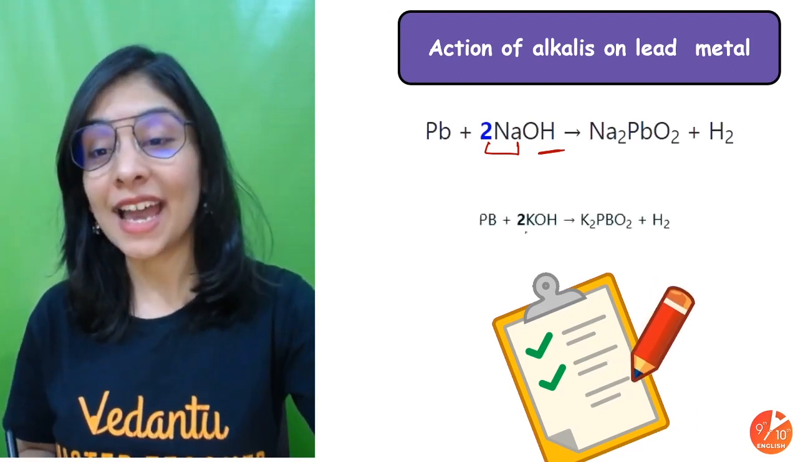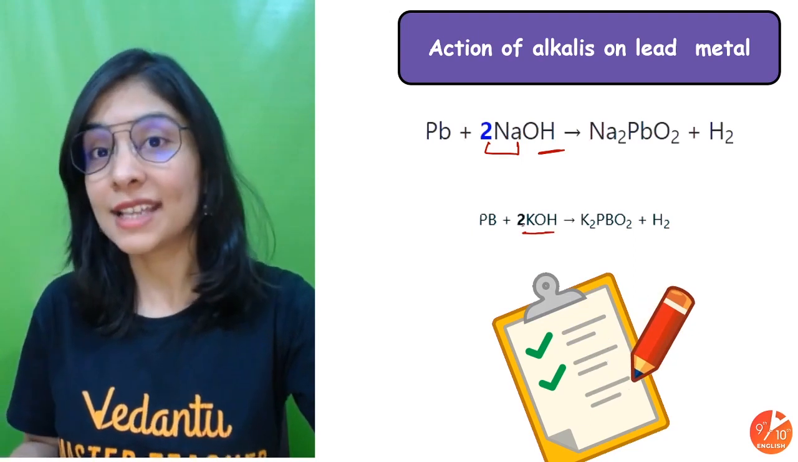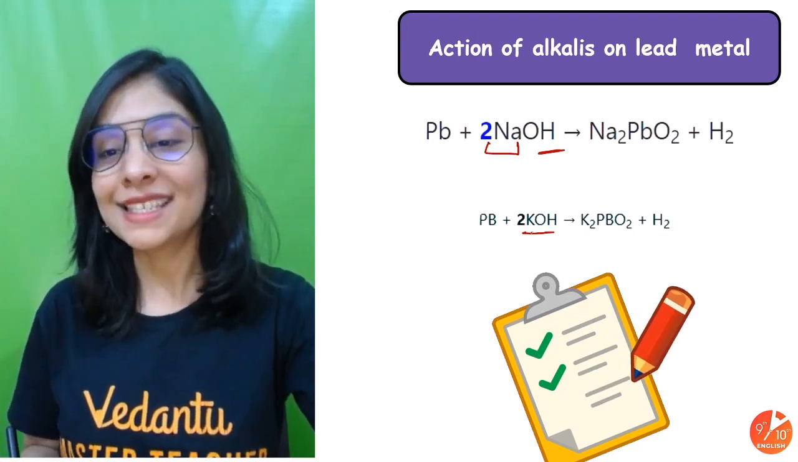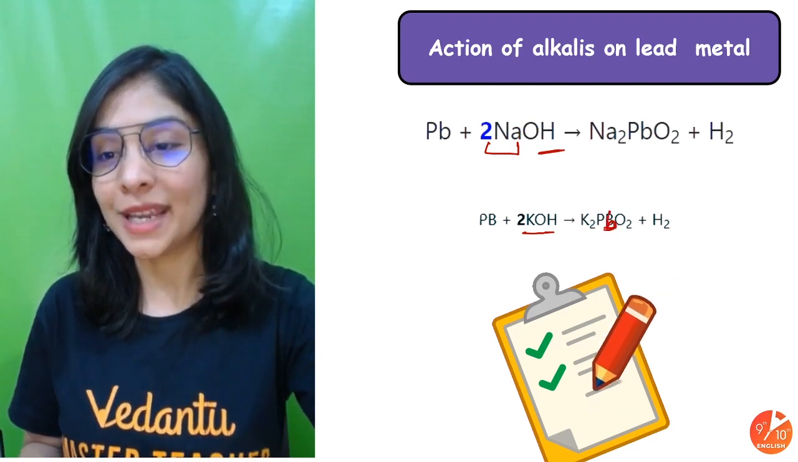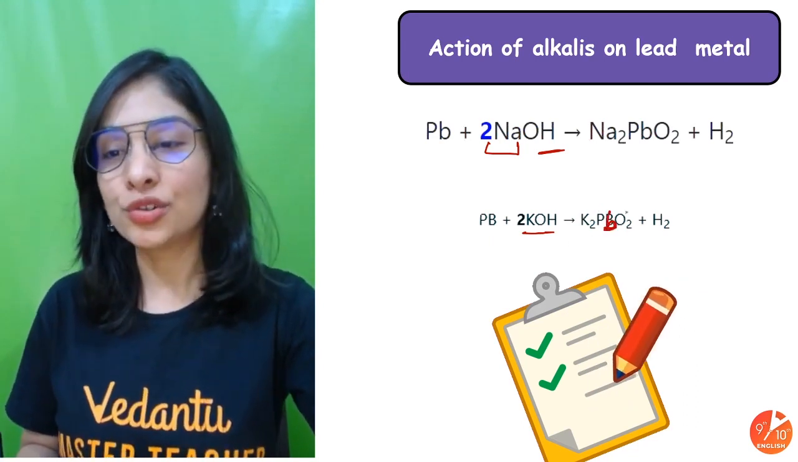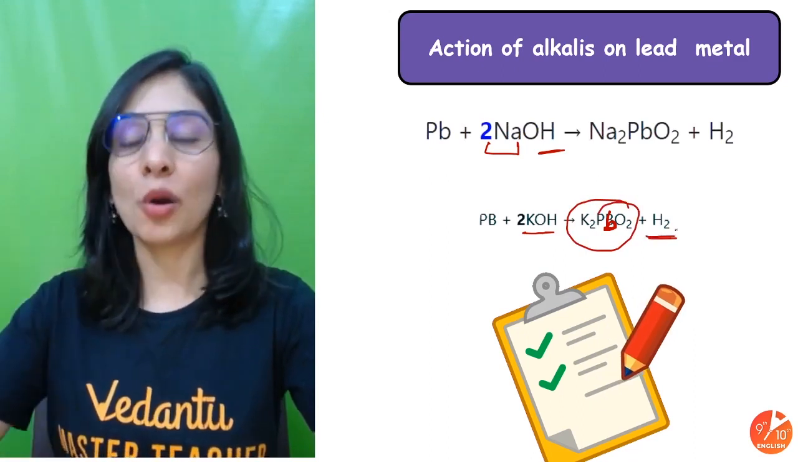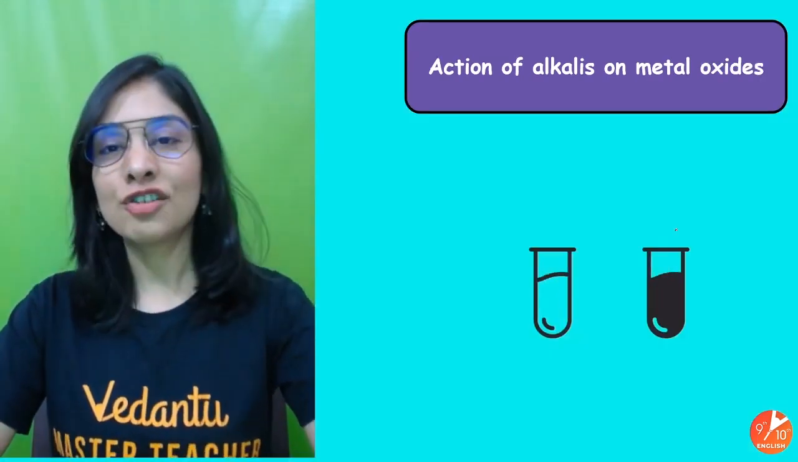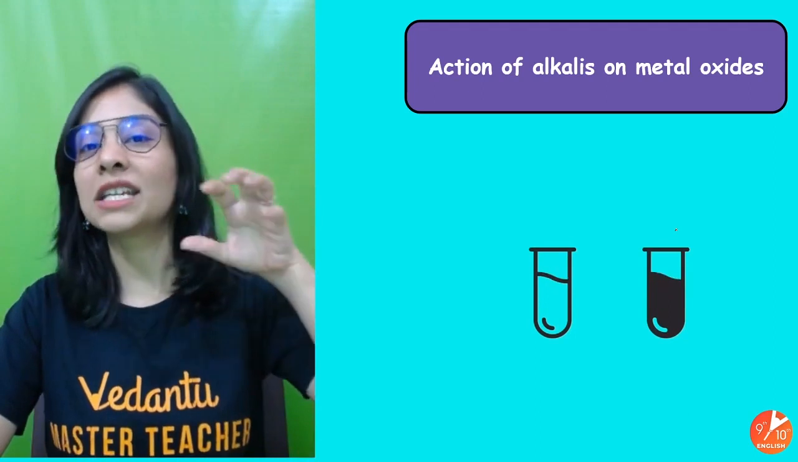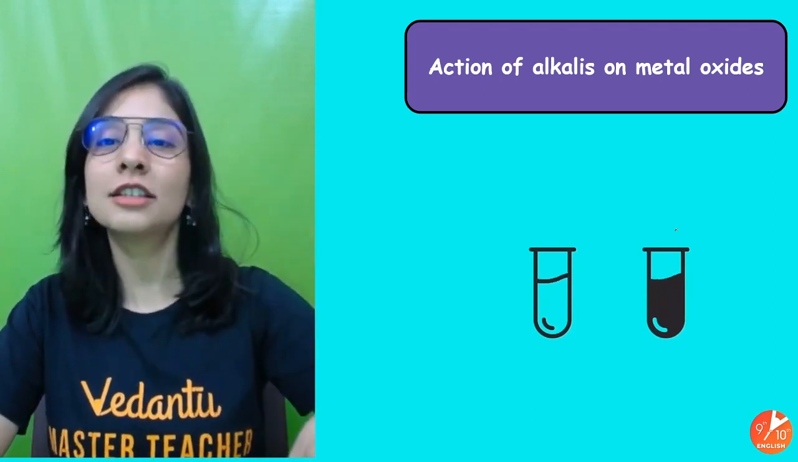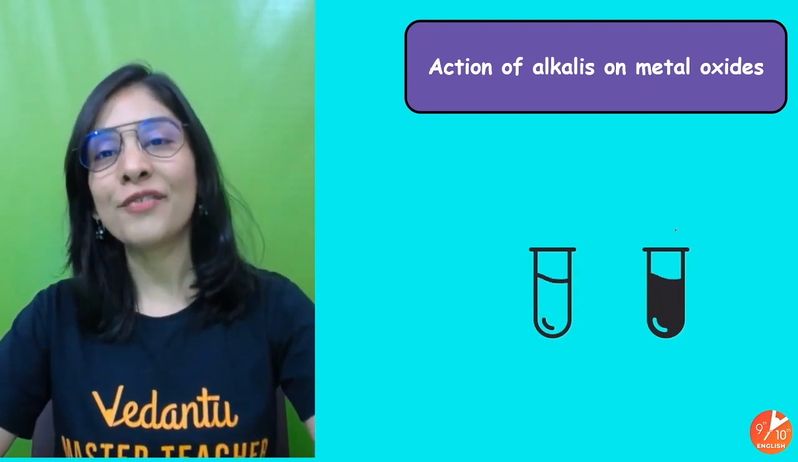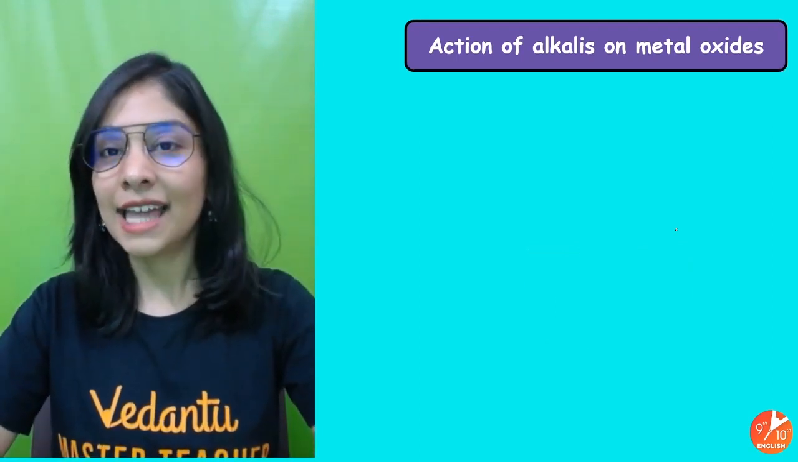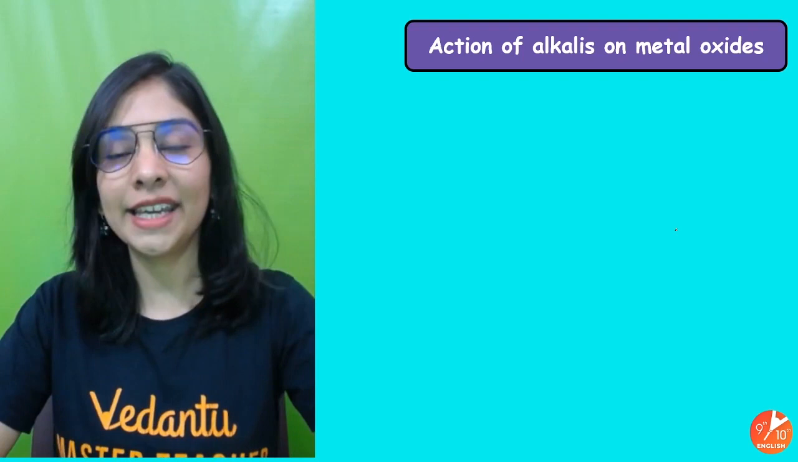Pb with KOH, as you have taken potassium hydroxide as an alkali this time. So this time the product will be potassium plumbate, not sodium plumbate. K2PbO2, potassium plumbate along with hydrogen gas. So now you know how alkali reacts with the metal to give metal salt and hydrogen gas. Now the thing is, action of alkali on metal oxide, and this is also pretty much very easy.